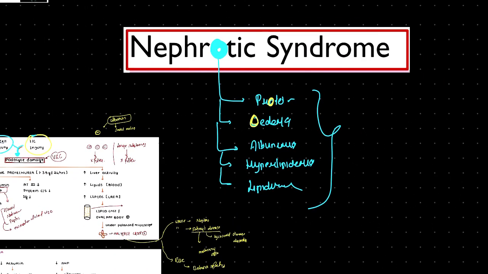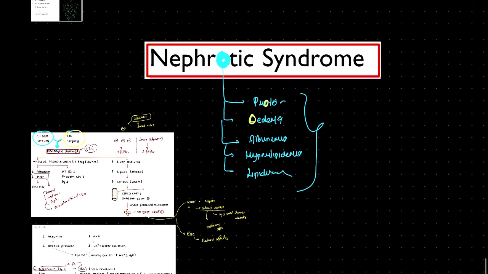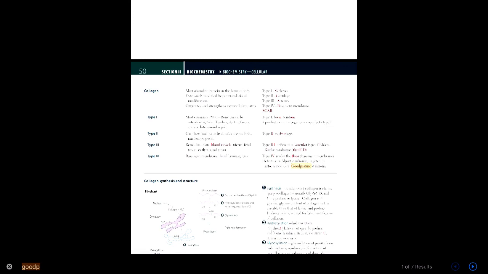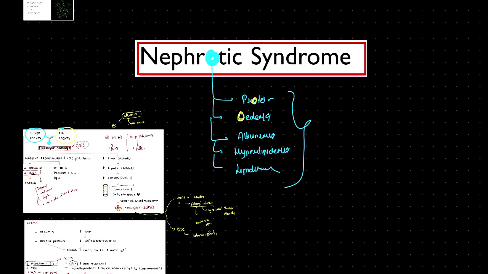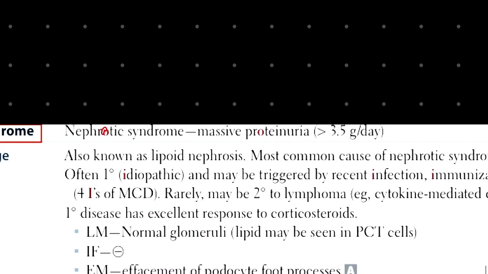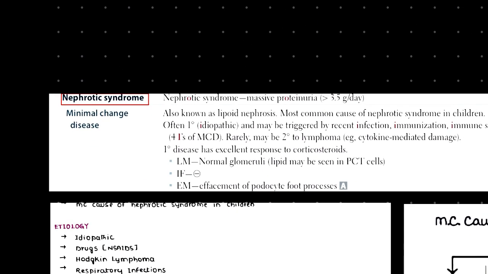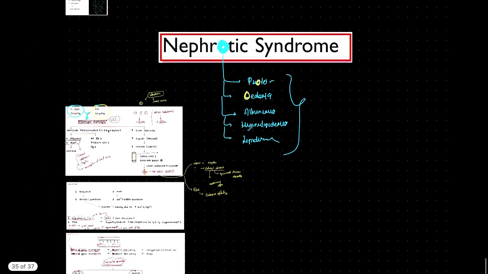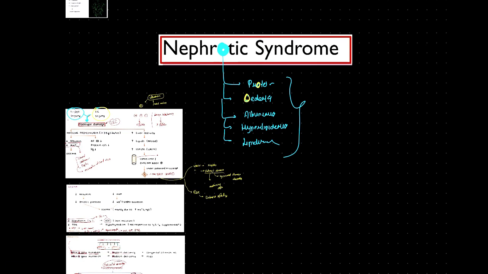Let me see if something is remaining. Okay, I think it's clear. In First Aid, we were also going through the content of First Aid, but there is nothing detailed mentioned about nephrotic syndrome. It is just written this much: nephrotic syndrome, with massive proteinuria greater than 3.5 gram per day. But there is a detailed discussion about minimal change disease, which we will cover in the next lecture. So this much for this lecture. Thank you and have a great time.